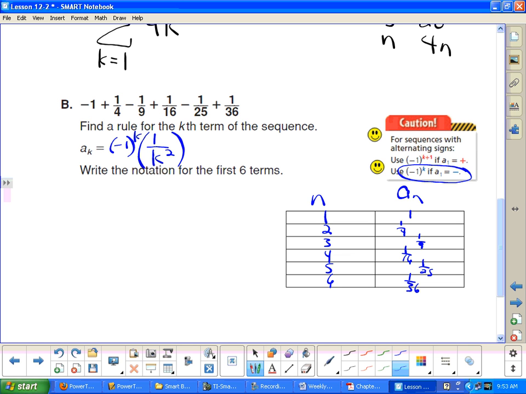So here we have our summation notation. Our k goes from 1 to 6 in this case, because we have 6 terms. And then my rule is going to be negative 1 to the power of k times 1 over k squared. And like I said, you don't always have to start with 1. Sometimes you might start with 2 or 3. It just kind of depends on the problem.